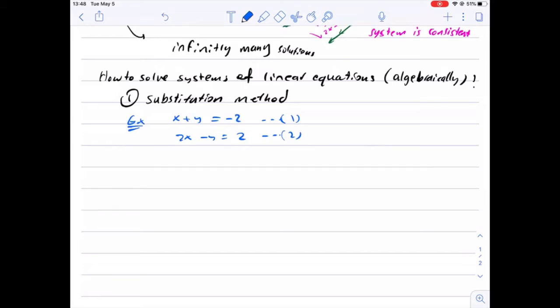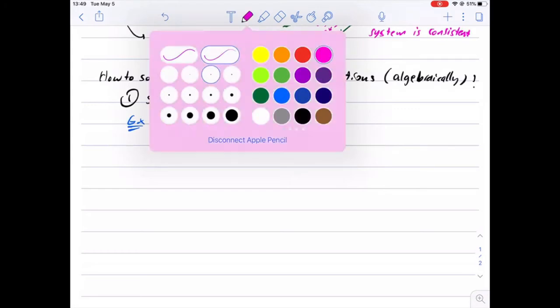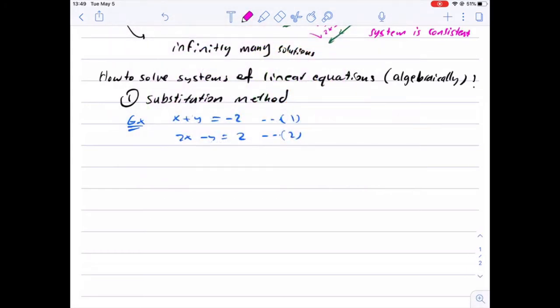Now, how to solve this? The substitution method is based on writing one variable in terms of the other variables, and then substituting that variable in the other equation that we didn't use. For example, we may solve the first equation for y. So let's solve the first equation for y.